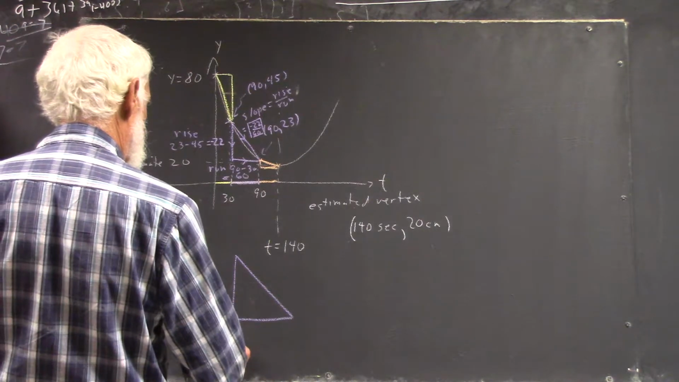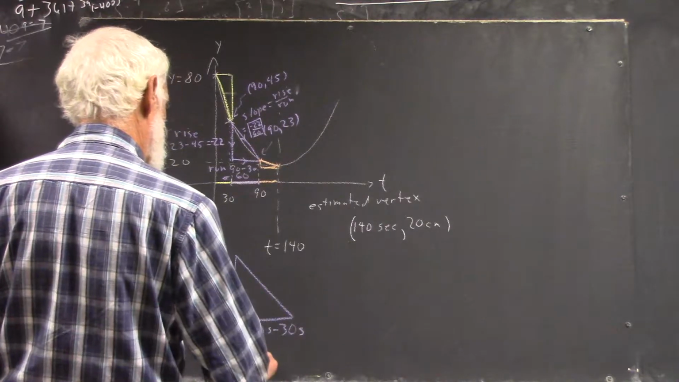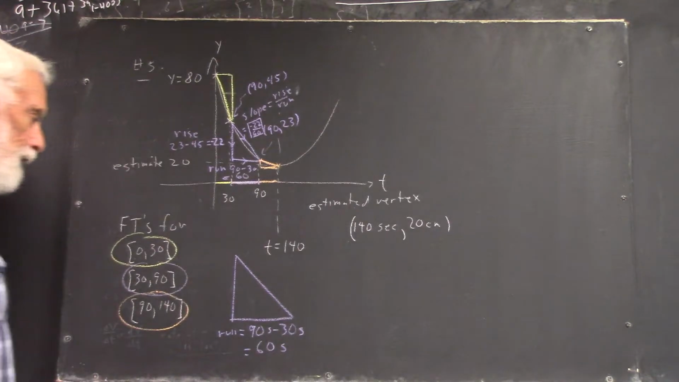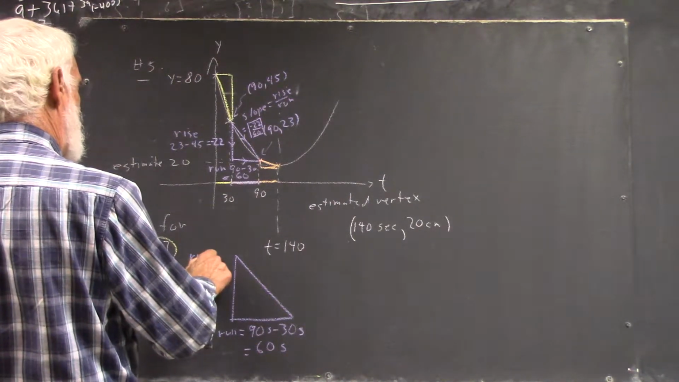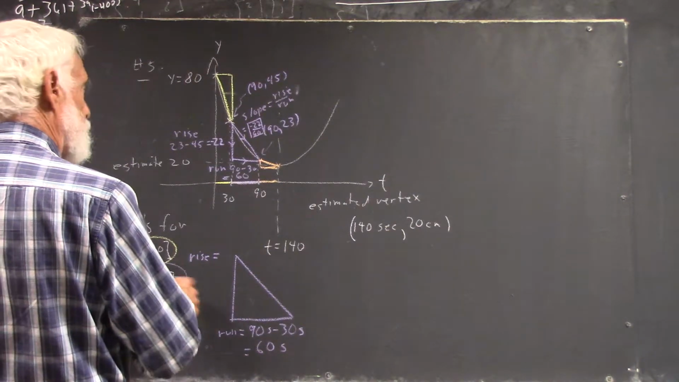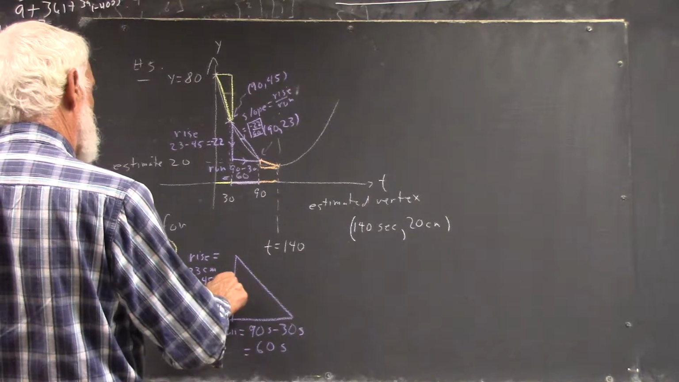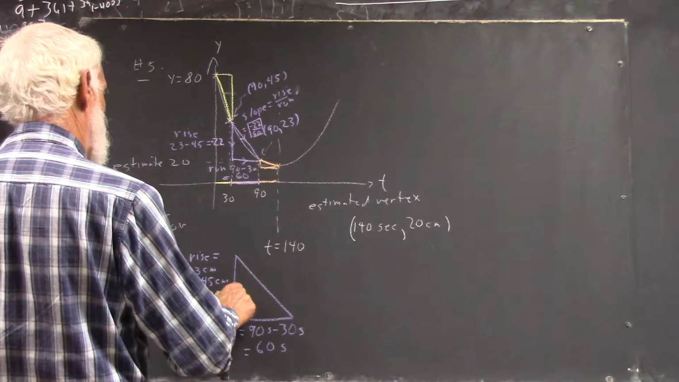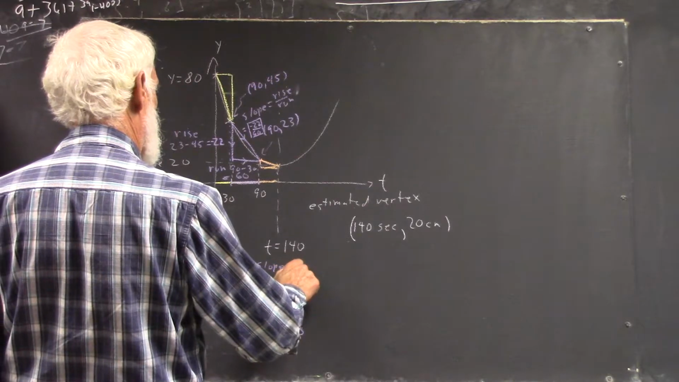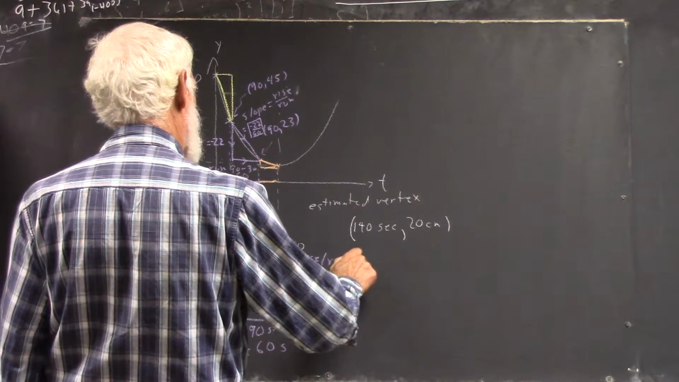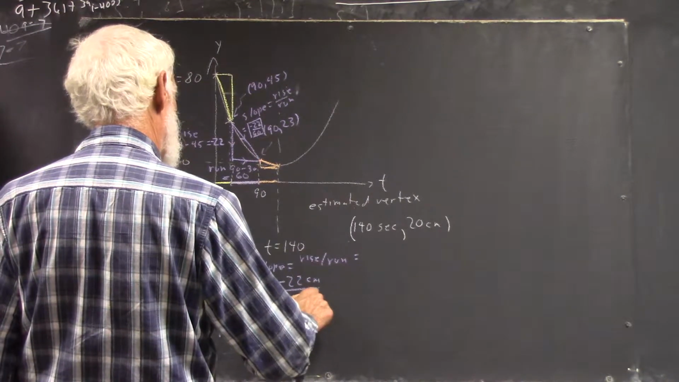Now, in this case, I would write run equals 90 seconds minus 30 seconds equals 60 seconds. The little s there is not a little small 5, it's an s, standing for seconds, right? And rise equals 23 centimeters minus 45 centimeters equals negative 22 centimeters. So slope, okay, we have negative 22 centimeters over 60 seconds, right?